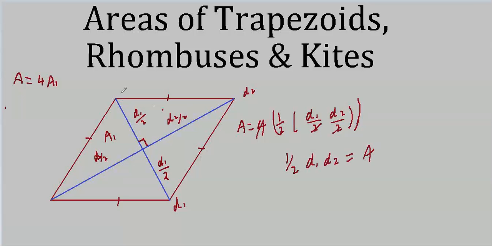Notice we're not using the sides to find the area. We're using the diagonals. And now you see the reason. By using the diagonals, we break things up into 4 right triangles, of which we can easily find the areas.